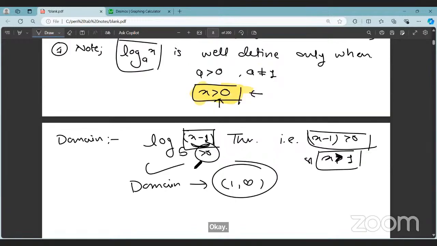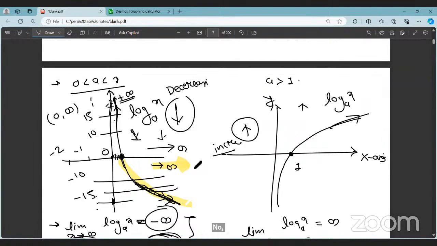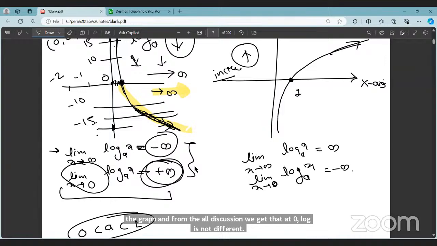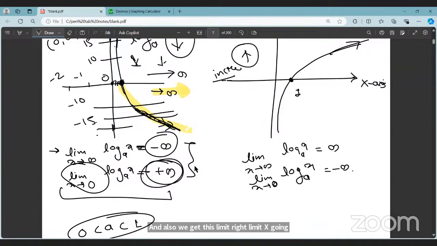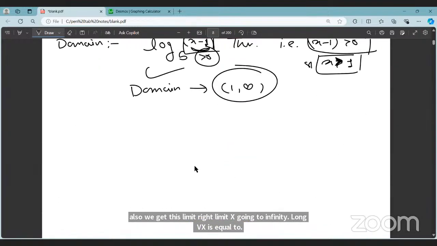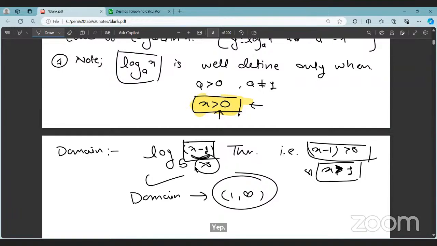No. One should not be included because from the graph and from all the discussion we get that at 0 log is not defined. And also we get this limit: as x goes to infinity, log base x is equal to plus infinity. At 0 log is not well defined. You should have this strict inequality.